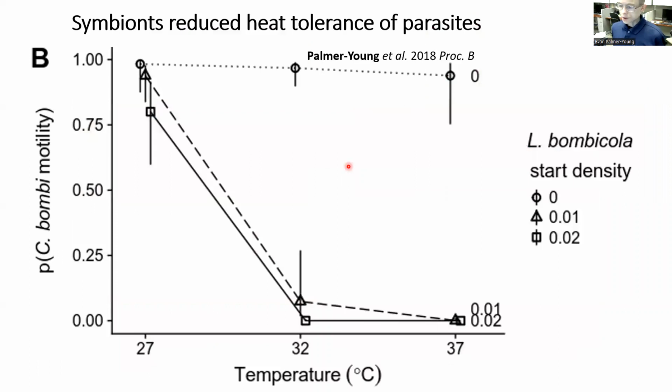Our previous work showed that the effects of these bumblebee symbionts on parasites is magnified by high temperatures. This graph shows that the Lactobacillus symbiont had minimal effects on parasites at cooler 27-degree temperatures, but left parasites pickled and unable to swim at 32 degrees and above.